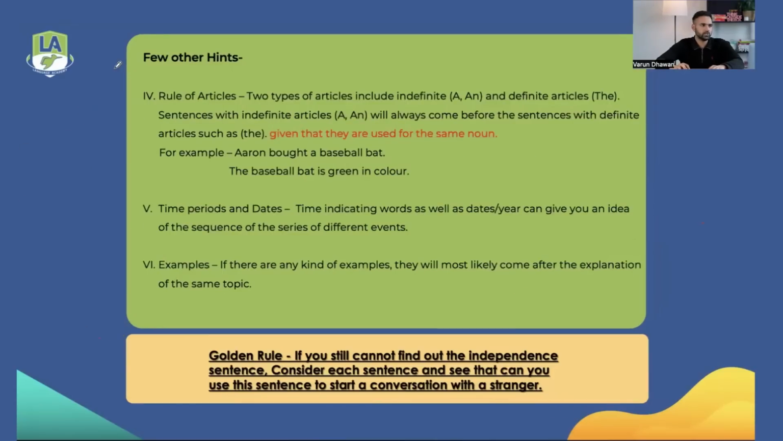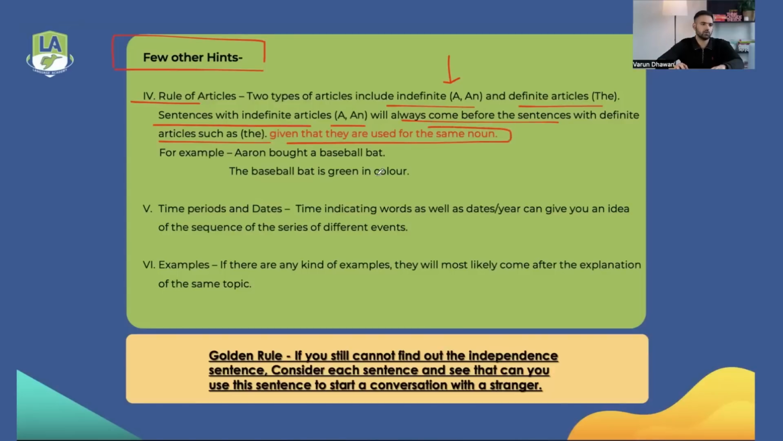A few other rules which you have to use, not just to find out the first sentence, but the following sentences as well. Rule of articles. There are two types of articles in English, indefinite and definite. Indefinite articles are used to introduce things or talk about things which are general in context. Definite articles are used to mention particular things or things which have been mentioned earlier. Remember, sentences with indefinite articles a and an will always come before the sentence with definite articles such as the, given that they're used for the same noun or same thing.